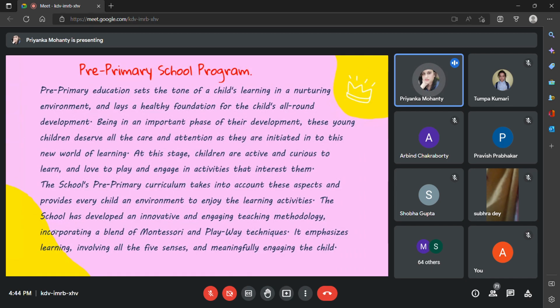Pre-primary school program. Pre-primary education sets the tone of children's learning in a nurturing environment and lays a healthy foundation for the child's all-round development. Being an important phase of their development, young children deserve all the care and attention as they are introduced into their new world of learning at this stage.